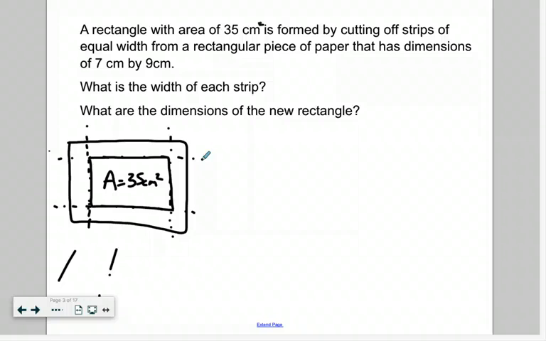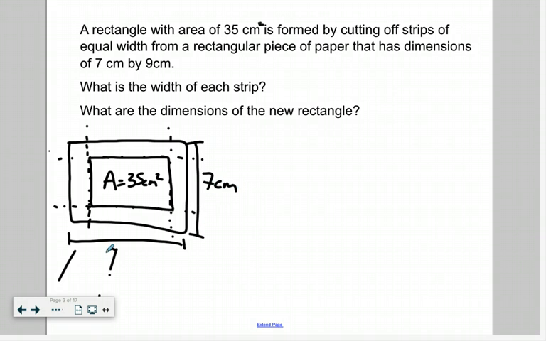Now, it told us that that larger piece of paper is formed by cutting off strips of equal width from a rectangular piece of paper that is 7 by 9. So this larger piece of paper, we know the dimensions of. We know that these dimensions were 7 centimeters by 9 centimeters. And we know that the width of each of the strips is equal.